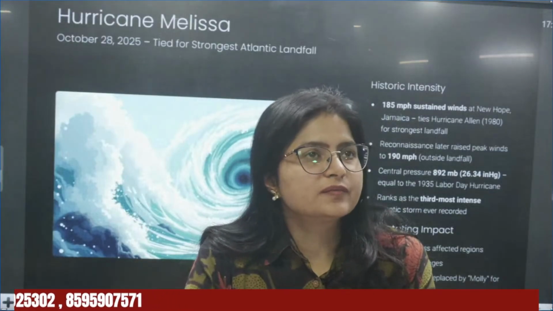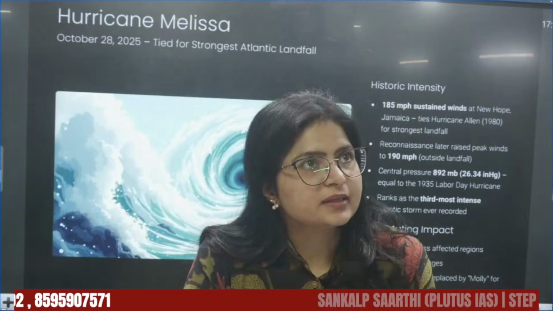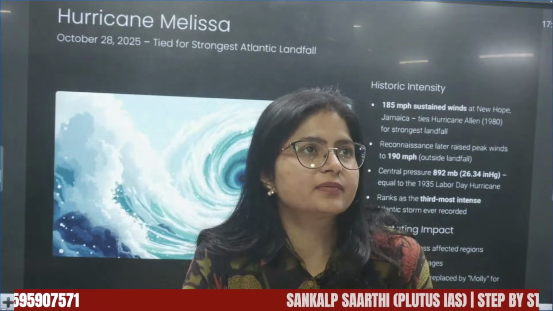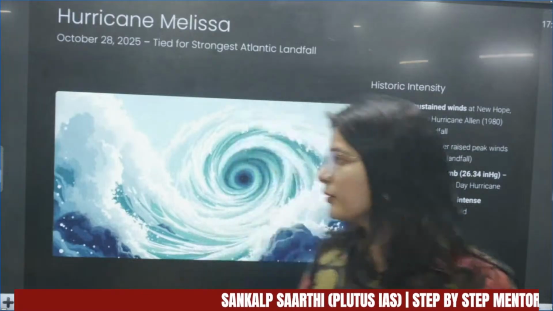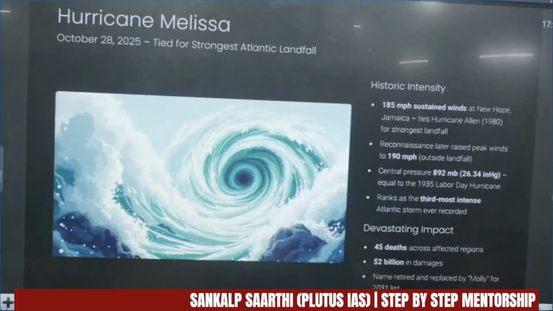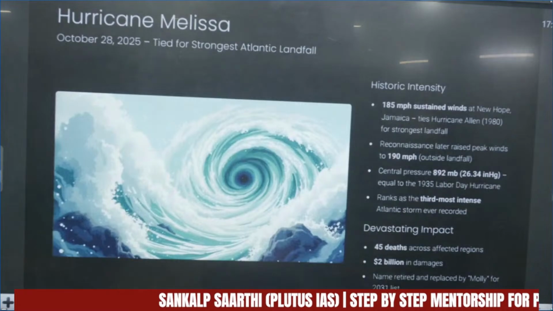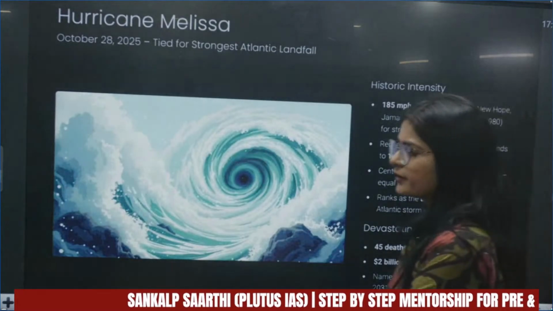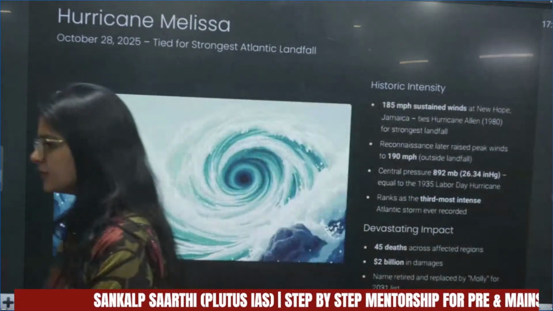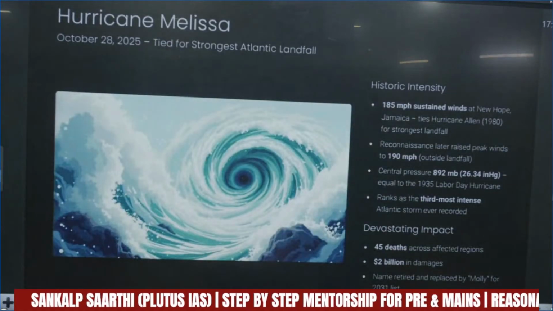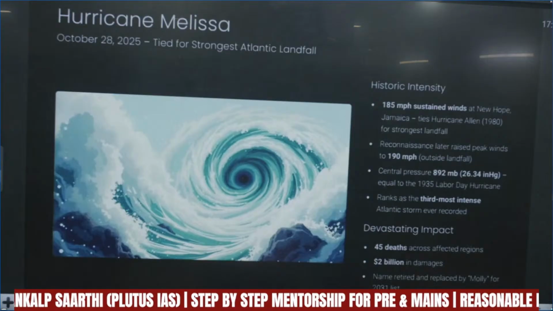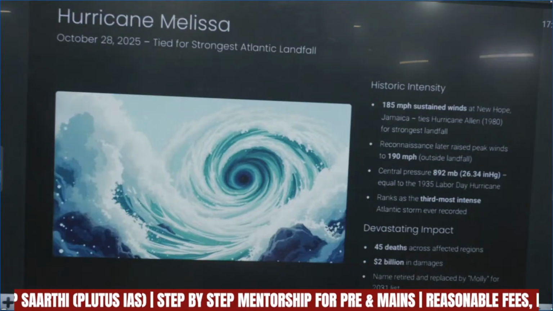If you have seen the toppers' copy, then you can see how they are making appropriate diagrams everywhere it is required. So when I'm talking about the hurricane, the first hurricane that I would take is, it has come in October 28. Even if you are targeting prelims this year, you can take it down. 28th of October, we had Hurricane Melissa, and the intensity was 185 mph.